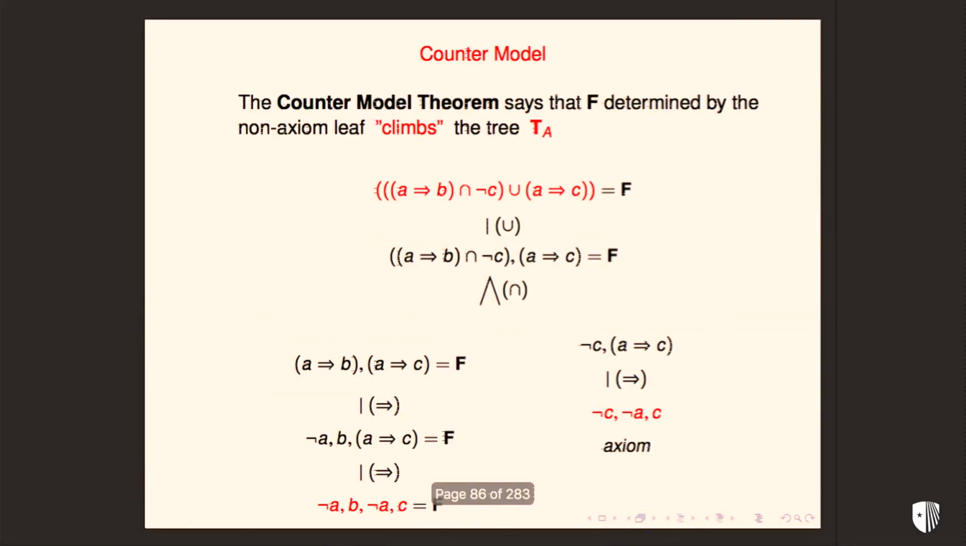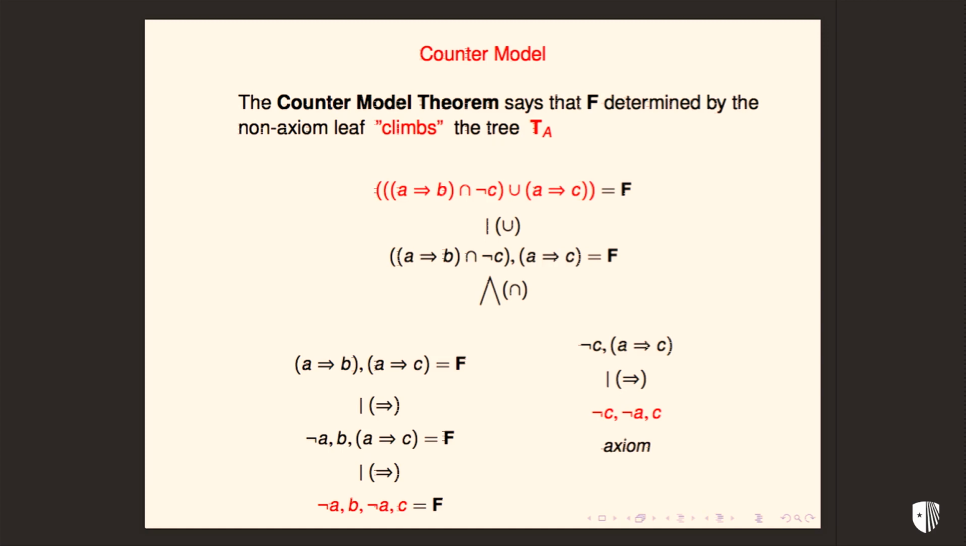Take a variable assignment which makes the leaf F. This is logically equivalent to that, so this F goes up. Now, by strong soundness, that sequence is logically equivalent to that. F goes up. Now, this is a conjunction. If you have F, and whatever is on the other side, you have F. And then you have strong soundness.